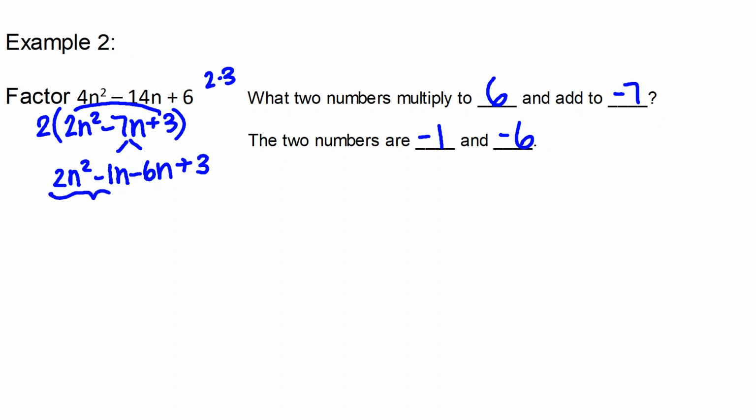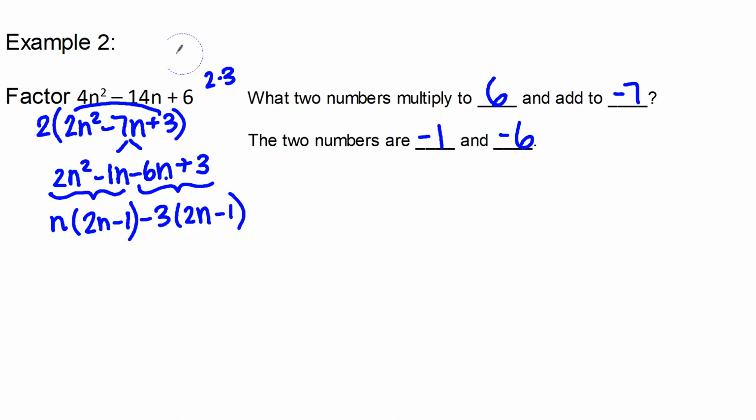I group them up into 2's, and I pull out the GCF from just the first 2 terms. So from here I can pull out an n, which will leave me with 2n minus 1. Remember, this parenthesis has to be the same as this parenthesis. So I rewrite it. And now I see what's missing. What can I put here, where if I distribute it, it will give me -6n plus 3? That would be a minus 3.